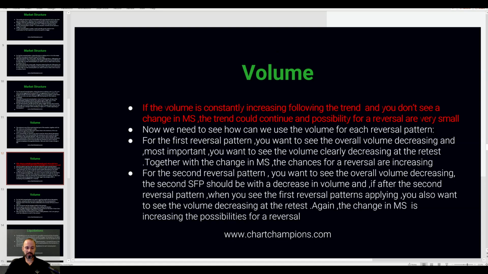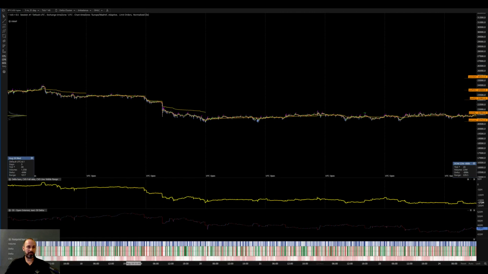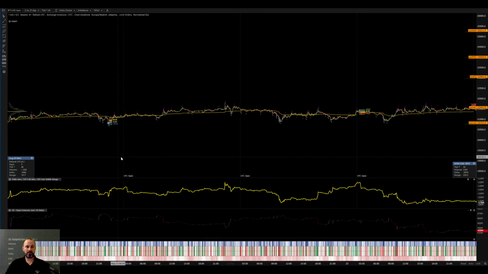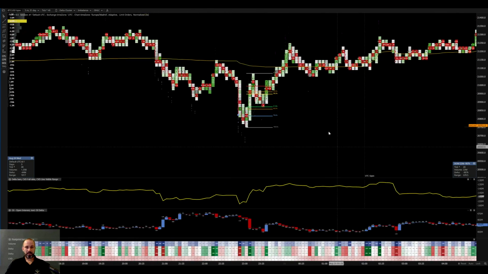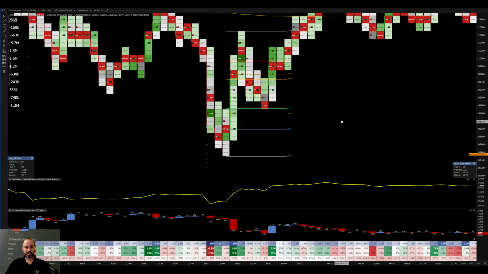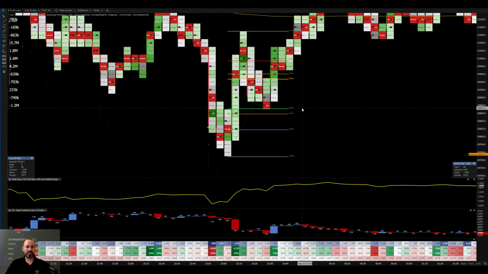So now we need to see some examples. Let's move back to the examples, and we need to see what's going on with the volume. So let's start with this one. Here you want to see the volume decreasing overall. You can see here 29, then we come with 10 million. So the volume is slowly decreasing, but most important, you want to see the volume decreasing at the retest. So let's check.